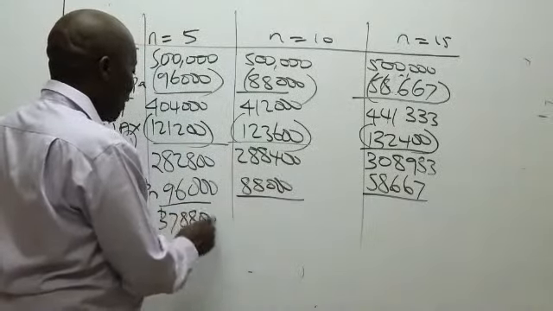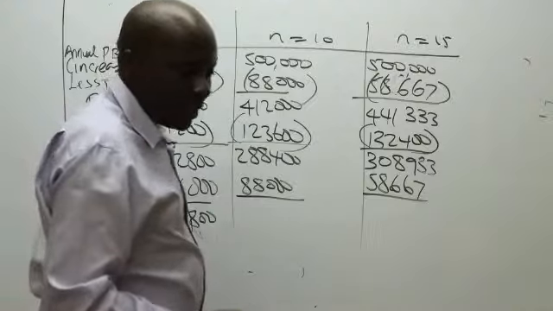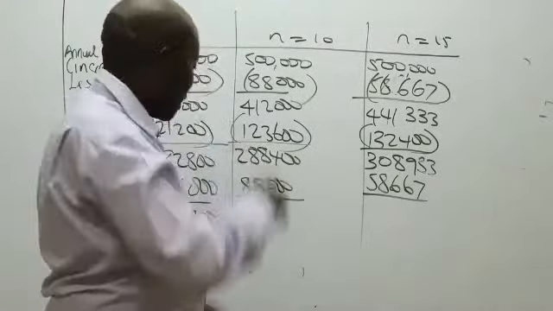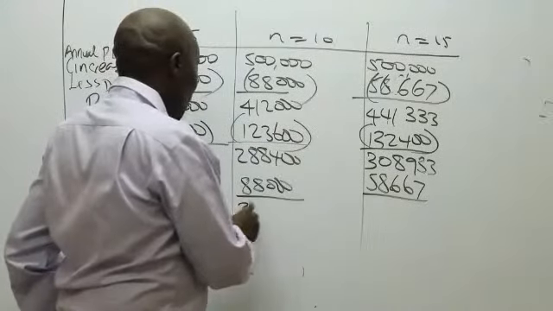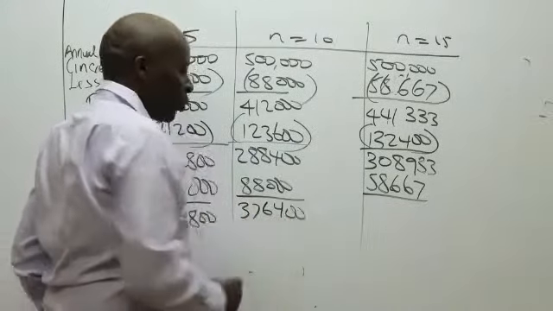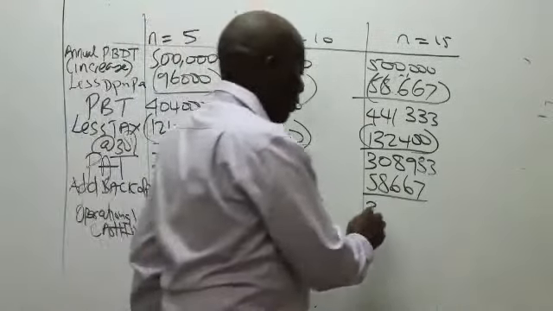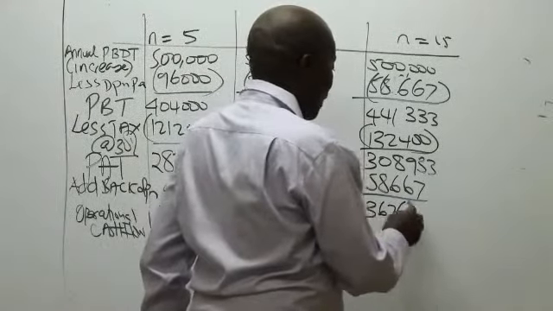378,800. My work today is so easy. How about when n is 10? 376,400. How about the last one? 367,600.